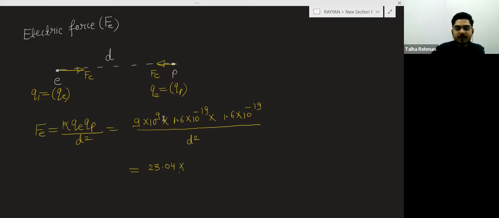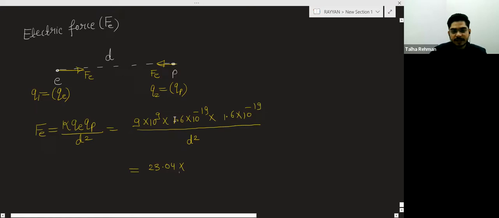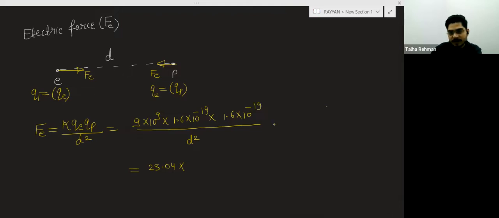Here 10 to the power 9, here 10 to the power 9, here 10 to the minus 19, here 10 to the minus 19. So what you will do? Minus power you will add. Minus 19 and minus 19 is minus 38, so it will be minus 38 in power, and here is plus 9, so you will get minus 29. So basically you will get 10 to the power minus 29 divided by d square.